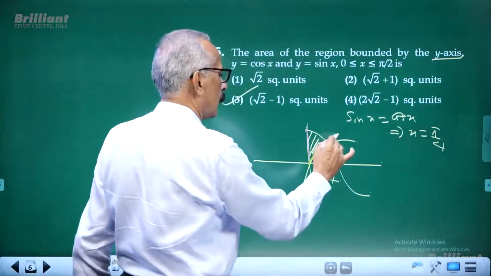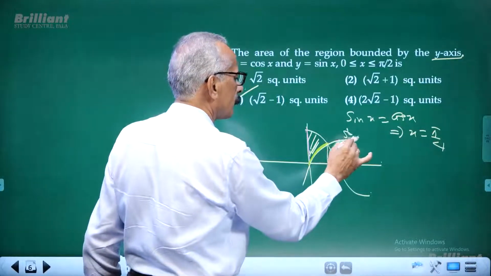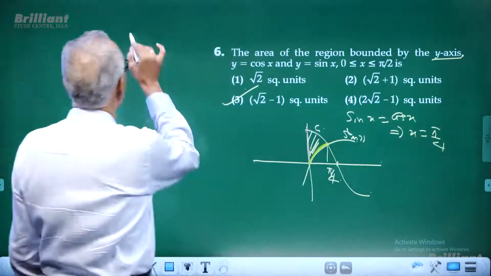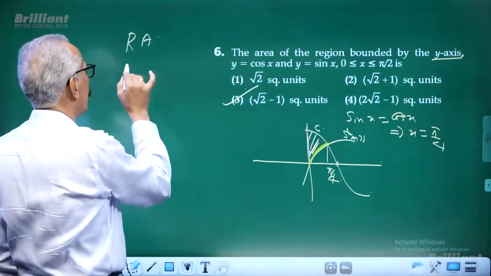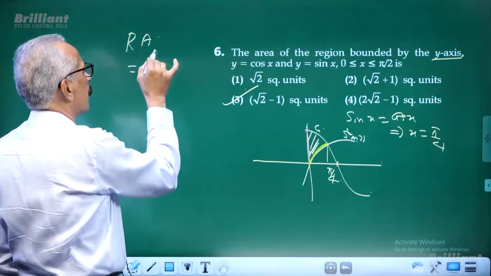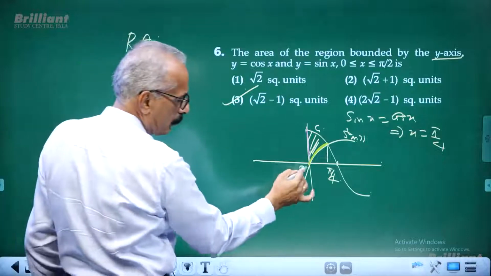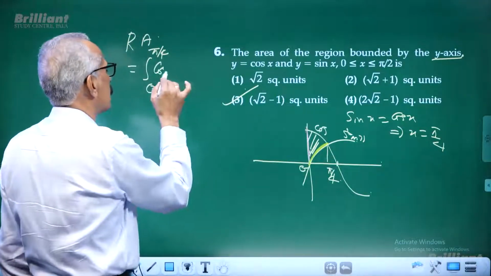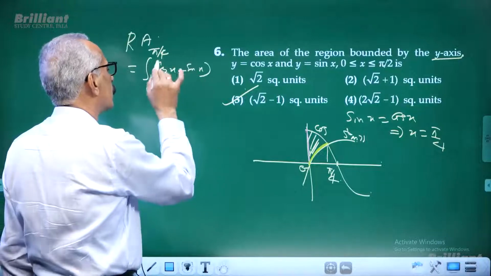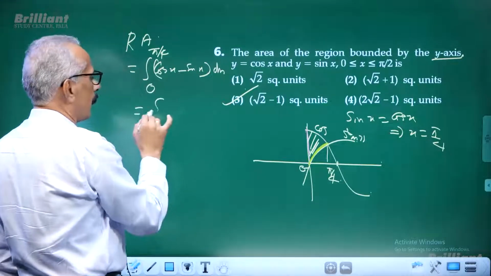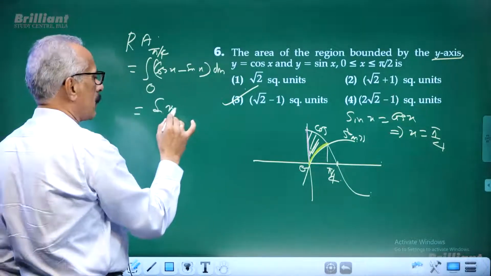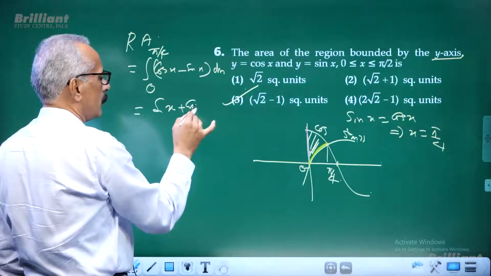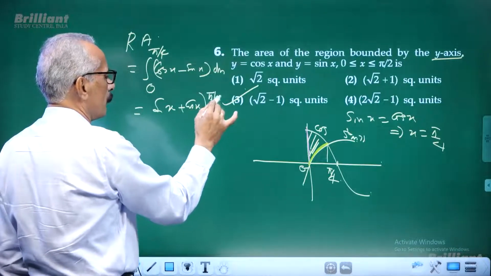Okay. This is sin x. This is cos x. So required area is equal to integral from 0 to pi by 4, x is equal to 0 to pi by 4. What is their upper curve? Cos x. Cos x minus sin x dx. So it will become integral of cos x, integral of minus sin x, that is plus cos x, within the limit 0 to pi by 4.